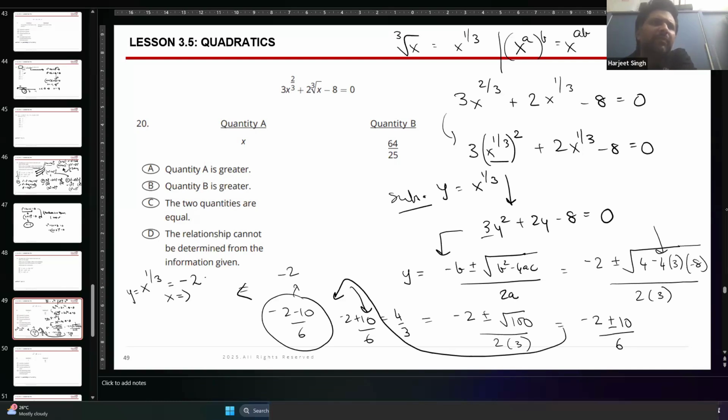So x raised to 1 by 3 is minus 2. So x becomes minus 2 raised to 3, which is minus 8. This is one solution. And the other solution is x raised to 1 by 3 could also be 4 by 3. Which means x could be the cube of that, 64 by 27.